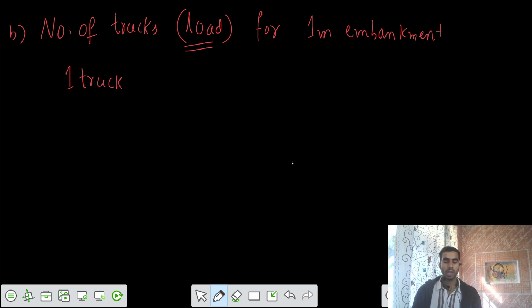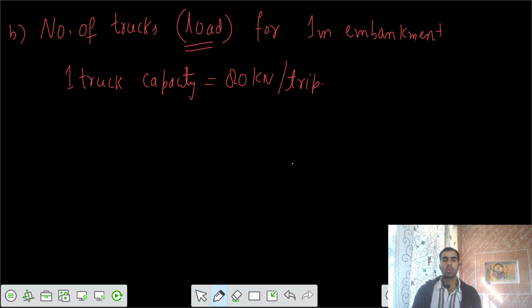Truck capacity: one truck capacity is 80 kilonewton per trip. This is the capacity for your one truck. So we need to say how much.